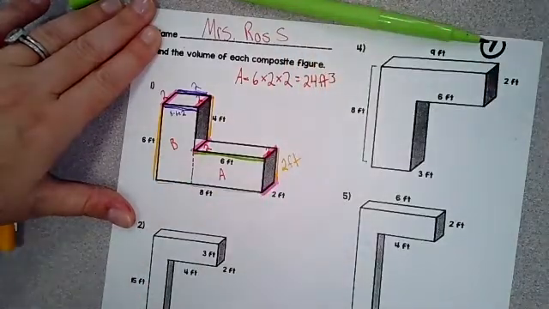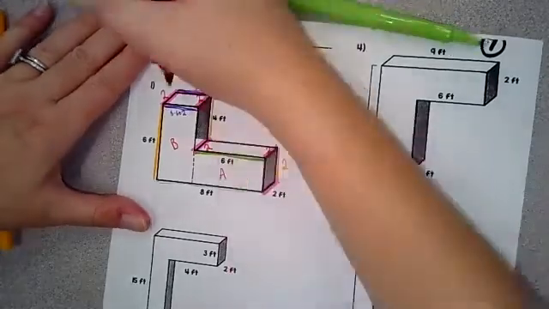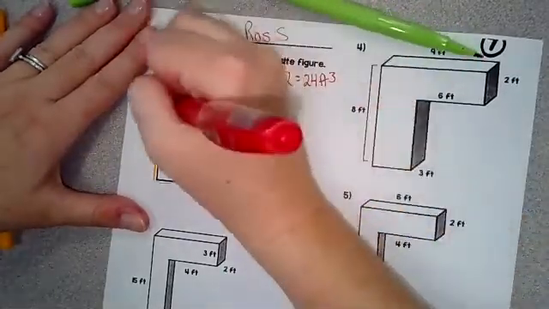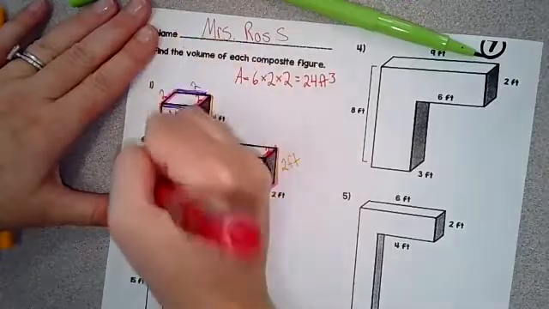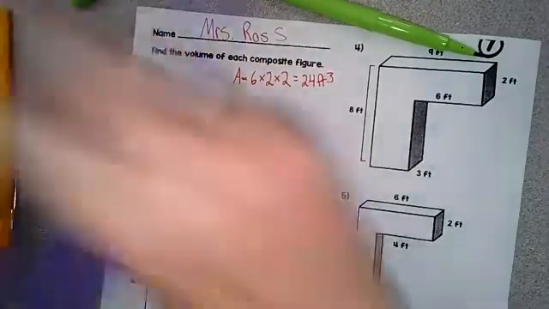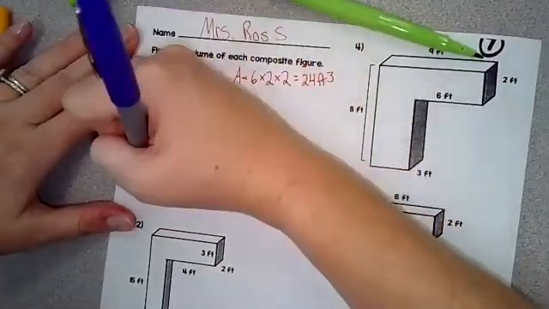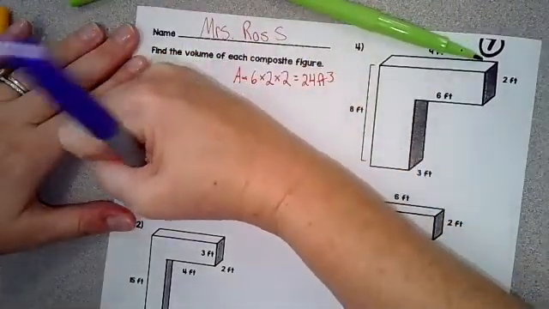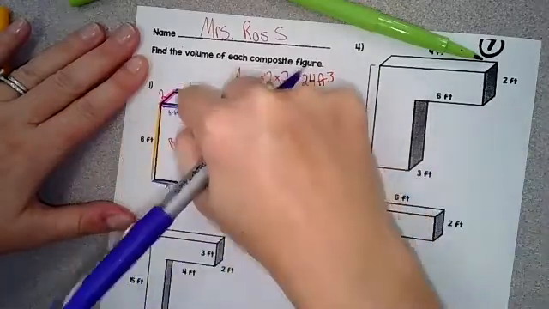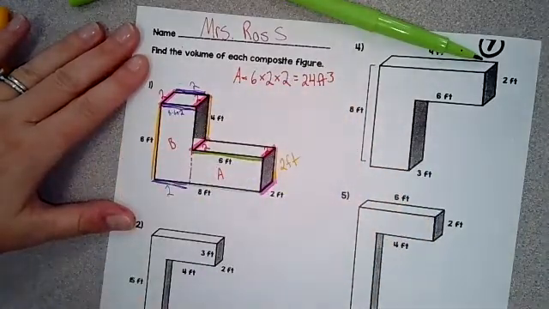All right, now let's look at B. All right, we've got a length of 2, a width of 2, a height of 2. Miss Rose, how do you know that the length is 2? Because if this is 2 and this is 2, then this length down here is also 2, because you can just stair step down the figure, okay?